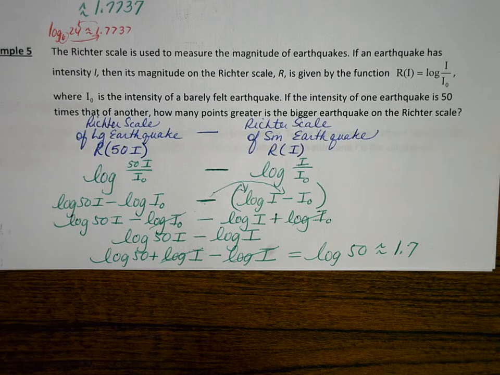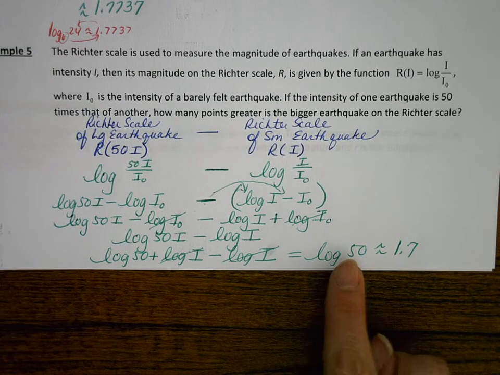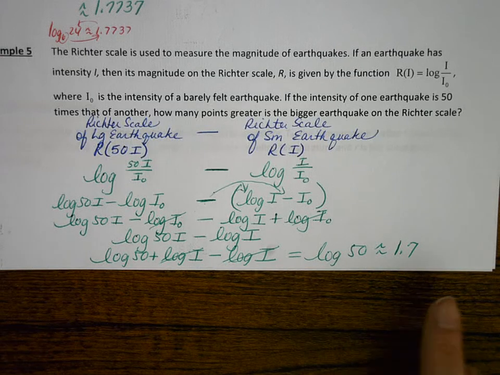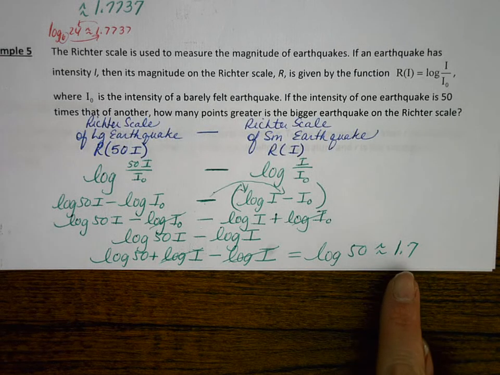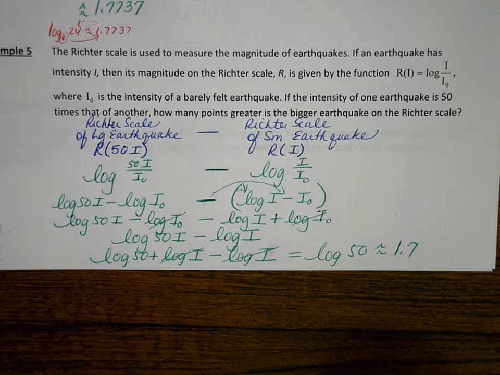Okay, now keep in mind that that means 10 to the 1.7 is equal to 50. That means if tomorrow we have an earthquake that's 6.0, and the next day we have an earthquake that is 7.7, how much is the bigger one? How much worse is the bigger one than the one that is smaller? 50 times worse. 1.7 difference on the Richter scale means that the earthquake is 50 times worse.